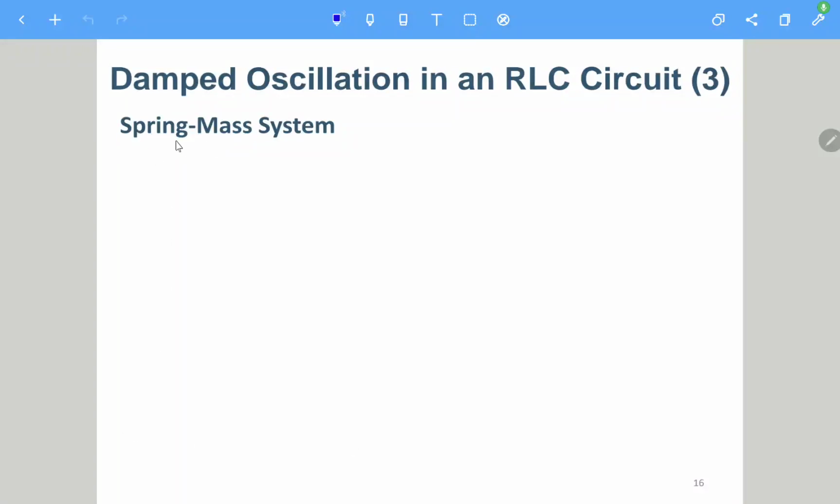Here we take a look at the analogy for the spring mass system. So here we also assume that this is a wall which is fixed, and then it connects to a spring with a coefficient k, and then it also connects to an object with mass m.